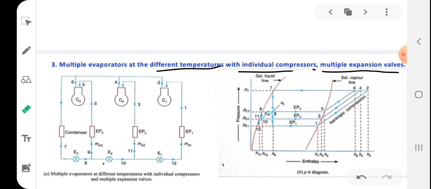So understand the difference. Now we will learn how to calculate the mass of refrigerant required to be circulated.